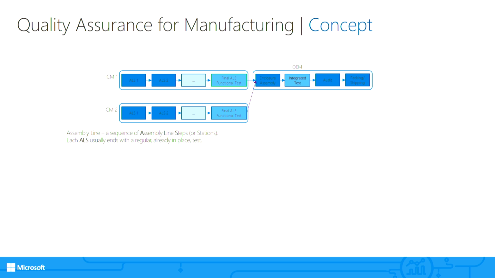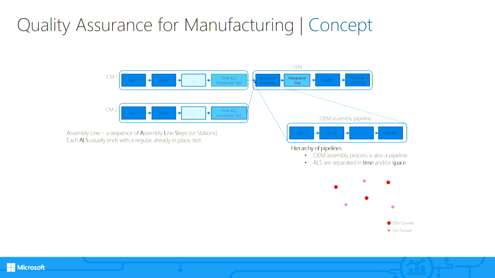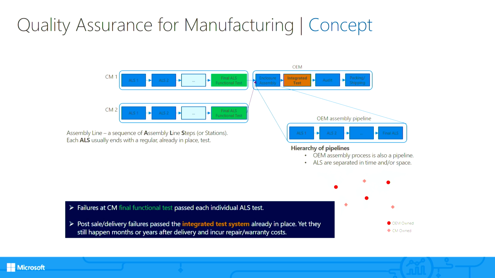At each step of the process, they were emitting data. Then they might be taking components from various contract manufacturers, and those components are then doing final assembly. What they were finding was that at the assembly line step level, they were passing their tests, right? At each step, the tests were passed, but then at the final stage, when they were doing the functional test, it was failing.